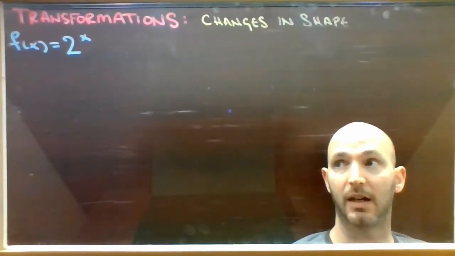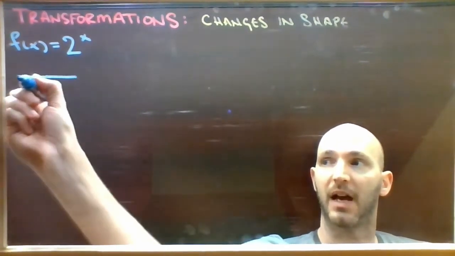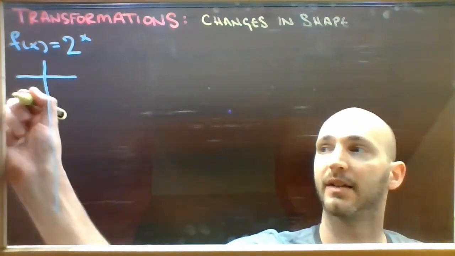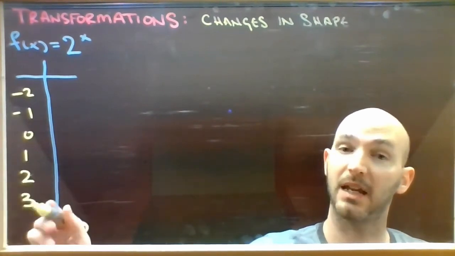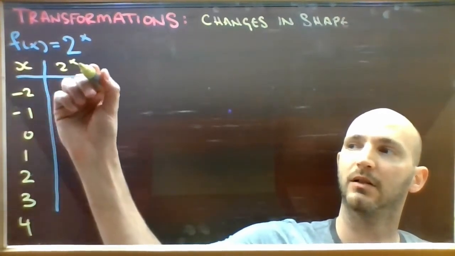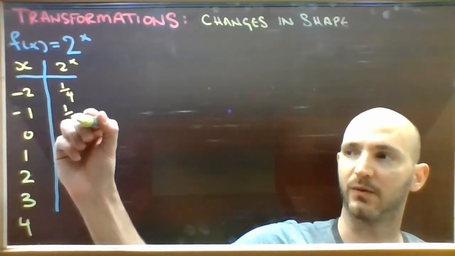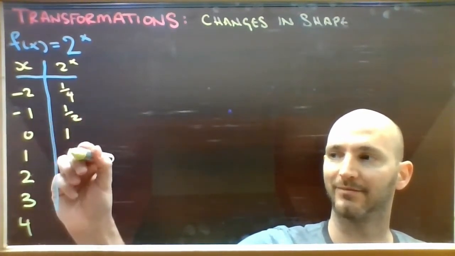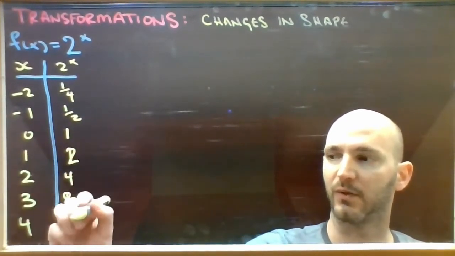For the last example, I'm going to use base 2 exponential as my basic function. I'm going to generate the pattern there. We have typically used x values of -2, -1, 0, 1, 2, 3, and maybe 4. Those are your x's. 2 to the exponent negative 2 is 1 over 4. 2 to the exponent negative 1 is 1 over 2. Anything to the exponent 0 is 1. 2 to the 1 is 2. 2 squared is 4. 2 cubed is 8. 2 to the 4 is 16.